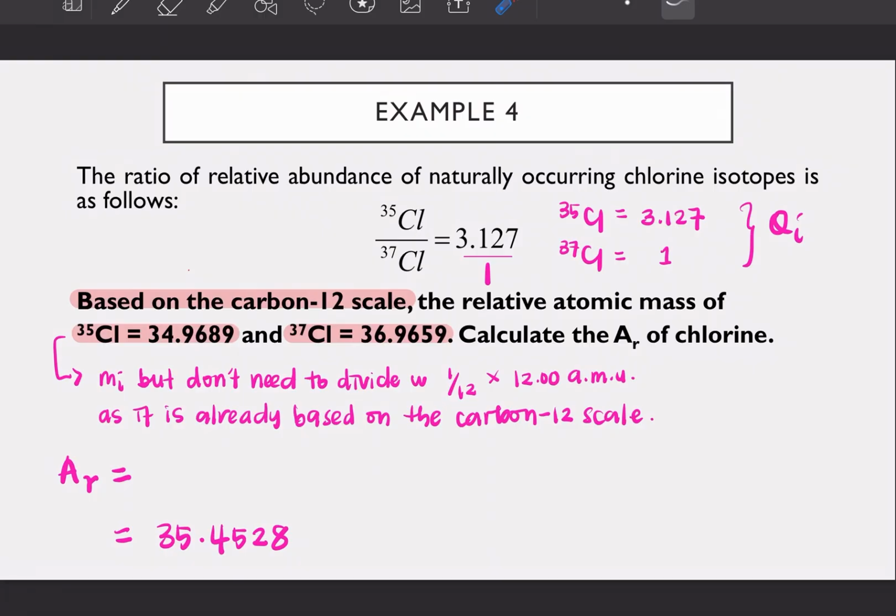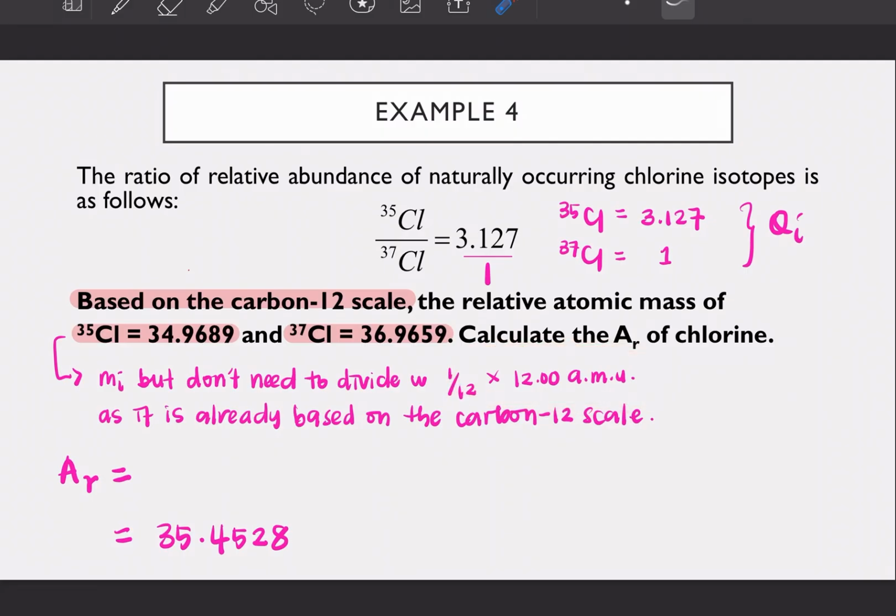Next, it says based on the carbon-12 scale, the relative atomic mass of chlorine-35 is this and chlorine-37 is this. So, calculate the relative atomic mass of chlorine. Okay. So, dalam question ni, apa maksudnya based on the carbon-12 scale? It means that these two values are actually your isotopic mass. Betul lah. Isotopic mass or mass of isotope. Okay. But you don't need to divide with this value. You don't need to divide by this value sebab dia dah cakap this is based on carbon-12 scale. Okay. So, maksudnya awak tak payahlah divide yang ni.